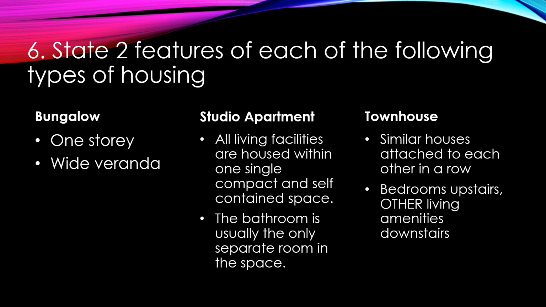The next type of housing that you are to state 2 features of is the townhouse. Townhouses are similar houses that are attached to each other in a row. The bedrooms are usually upstairs and the other living amenities are found downstairs.